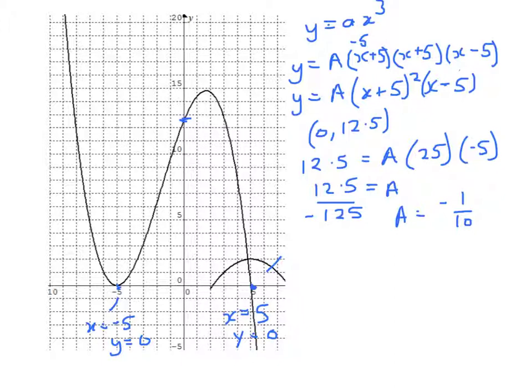And so my equation for this cubic is y equals -1/10, or -0.1, times x plus 5 squared, and x minus 5. And my domain, here I'll just leave x as an element of the real numbers. We can't really see where it cuts off on the x-axis. This will just continue, x can be any real number here.